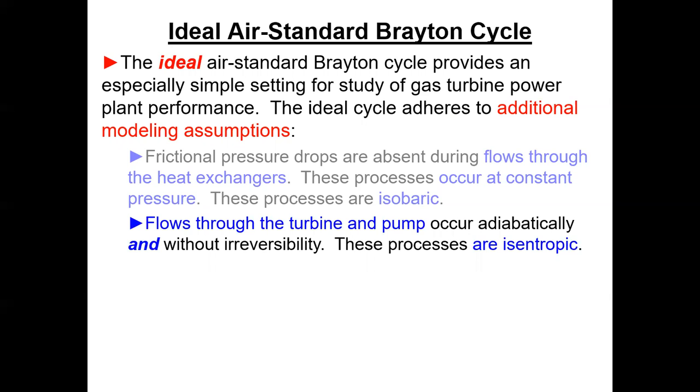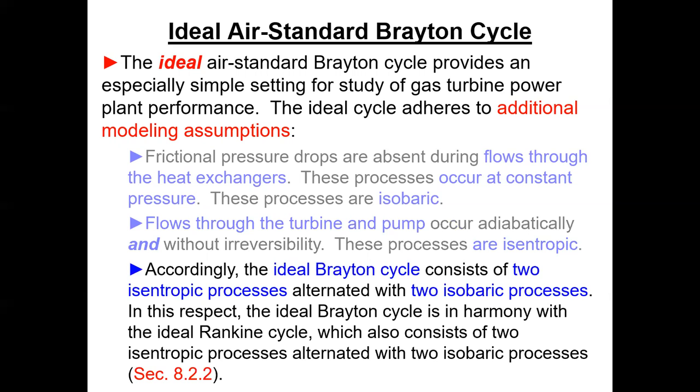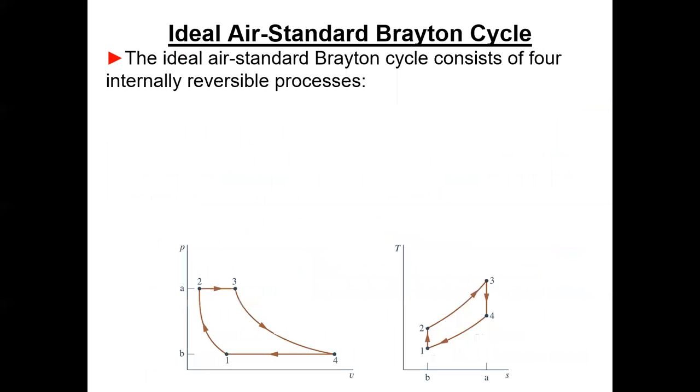But they're isentropic in this ideal air standard Brayton cycle. So the Brayton cycle breaks down to 2 isentropic processes and 2 isobaric processes. And it turns out the ideal Rankine cycle also has 2 isentropic and 2 isobaric processes.